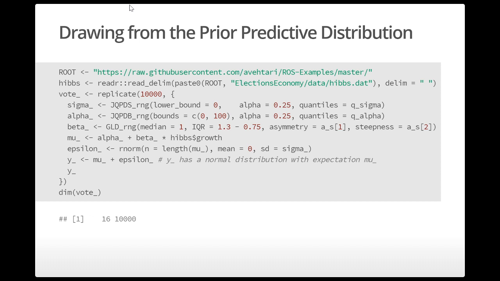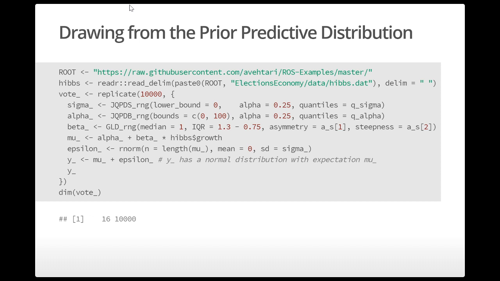We draw sigma from semi-bounded, passing in the quantiles for that. We draw alpha from a bounded Johnson quantile parameterized distribution, and draw beta from a generalized lambda distribution, where we need to give it the interquartile range, so that's the difference between the 75th percentile and the 25th percentile, in addition to the asymmetry and steepness parameters that we solved for. That gives us a conditional expectation, alpha plus beta times the growth rate. This is going to be messed up because I forgot to subtract the average, but that's the idea.